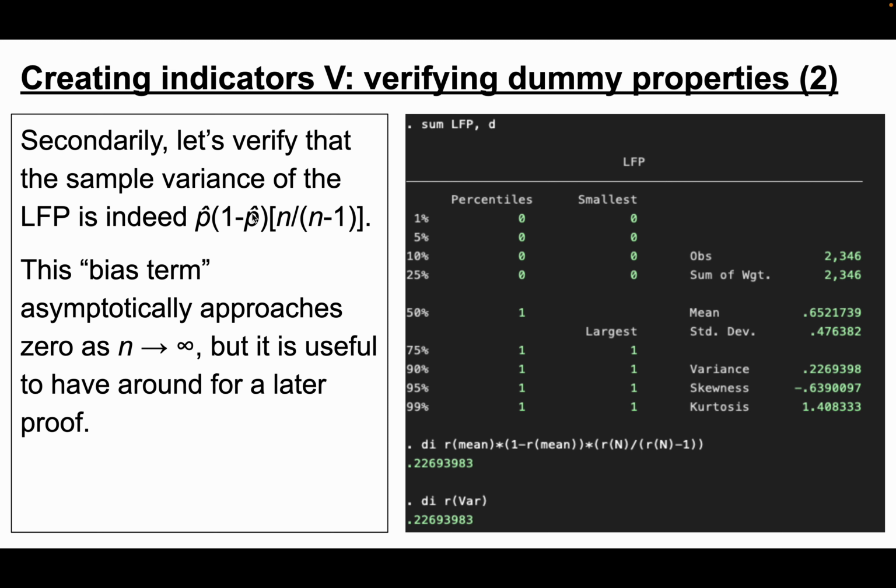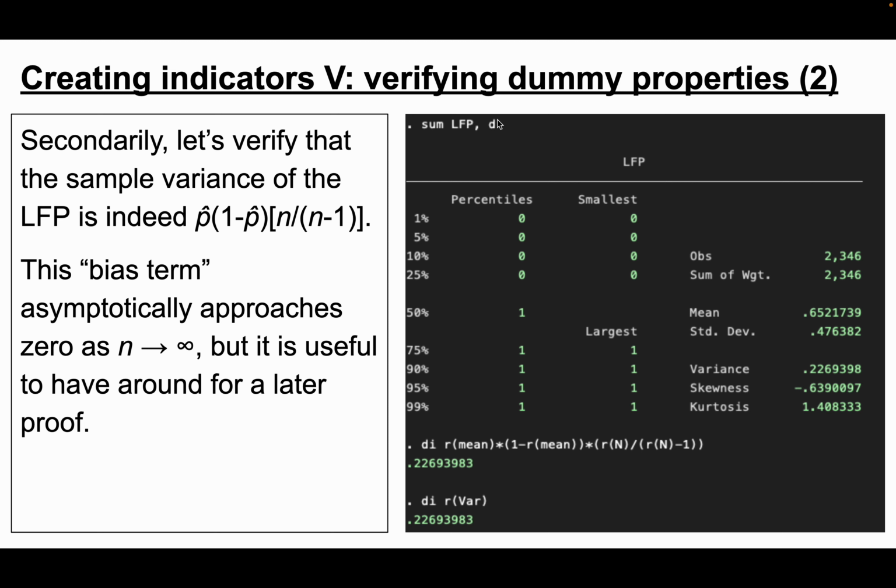Now the hats here mean estimated. So what that means is that we don't actually have the true proportion or probability in the sample. We have an estimate thereof, and so we denote that with hats, just like we've seen before. So this bias term is really not important in practice, but it's useful for proof in the appendix. So we can show, though, with the basic summary statistics and data that this holds.